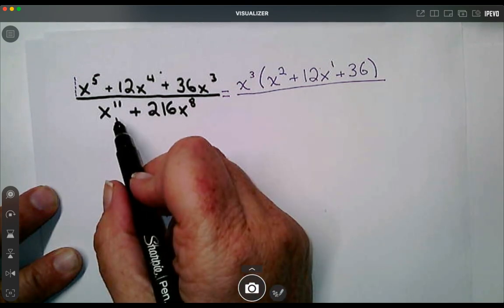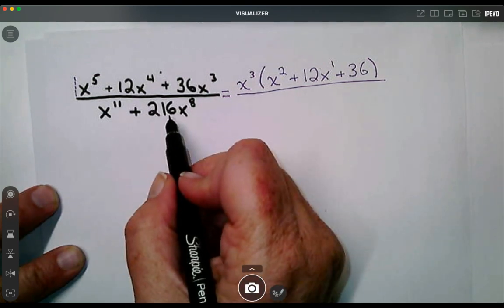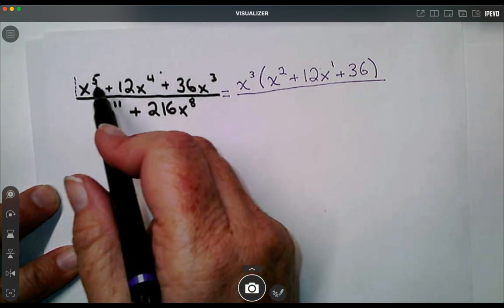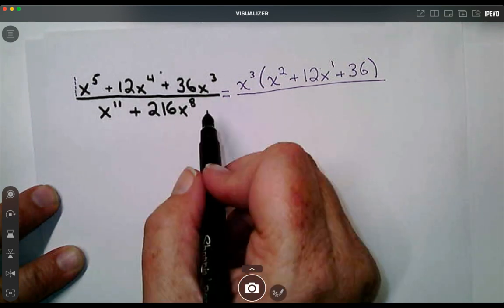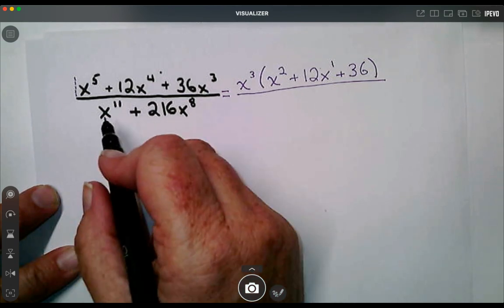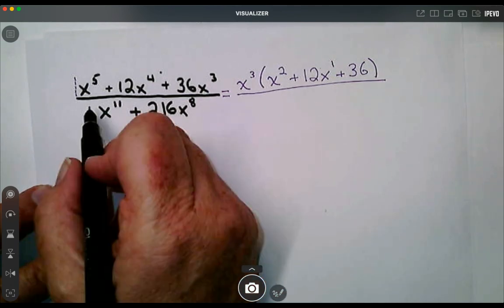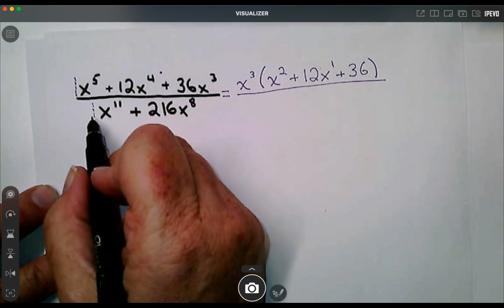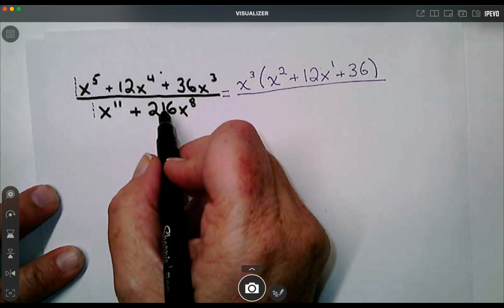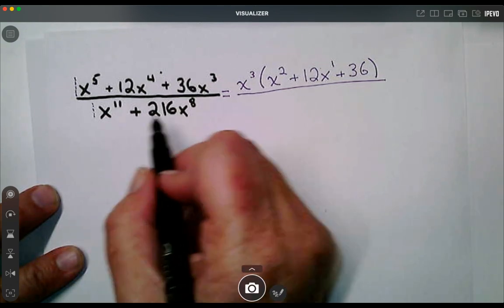Is there a greatest common factor in the denominator? Notice I'm looking at these separately. They don't have to have the same greatest common factor on top as on the bottom. So in the denominator, I see that both terms have a variable. Oh, by the way, this has a 1. And so the only thing that's a factor of 1 is 1. So there's no greatest common factor in the integers.